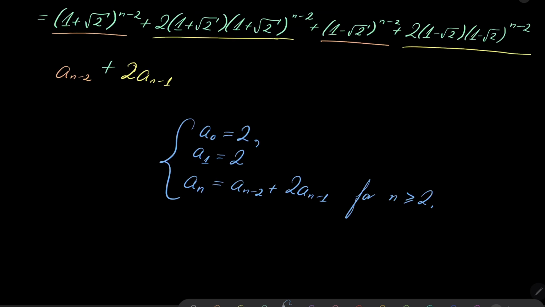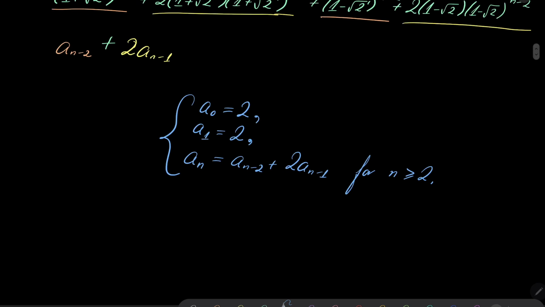And now, what do we see? Well, it's very easy to see that every term of our sequence is an integer, and moreover, every term of our sequence is an even integer. Why is that? Well, because of the initial conditions. Since the first two terms are even, the next term is an even number plus an even number, and so on.